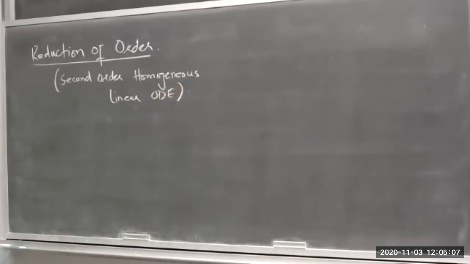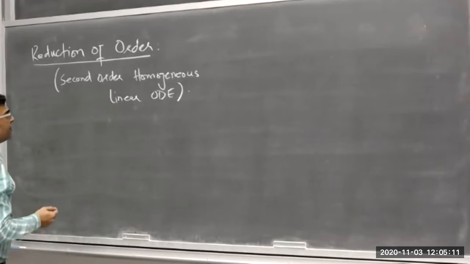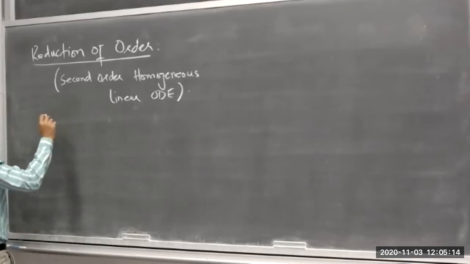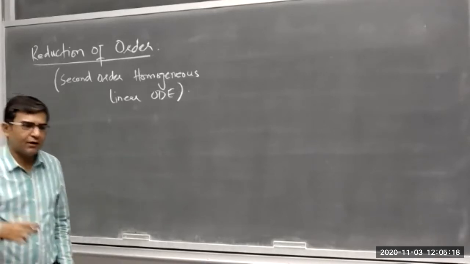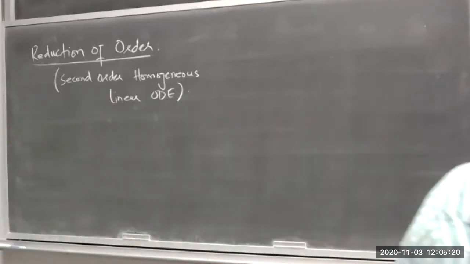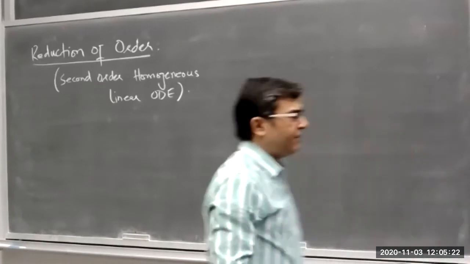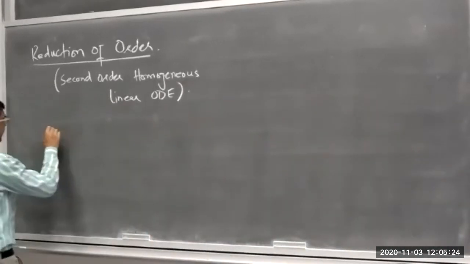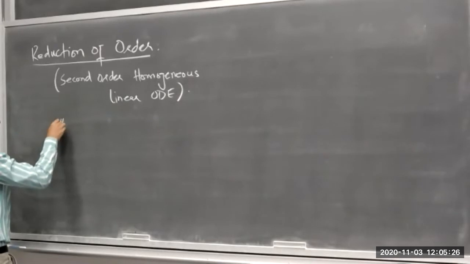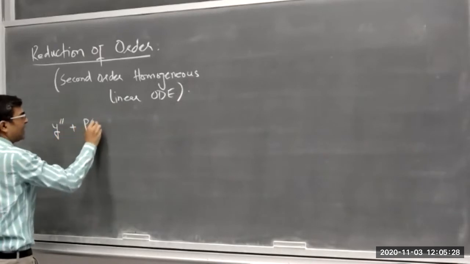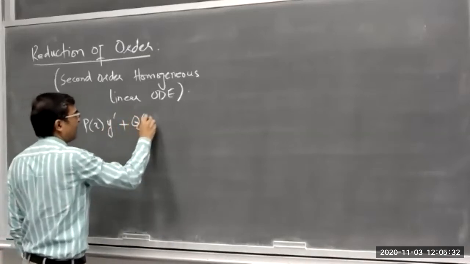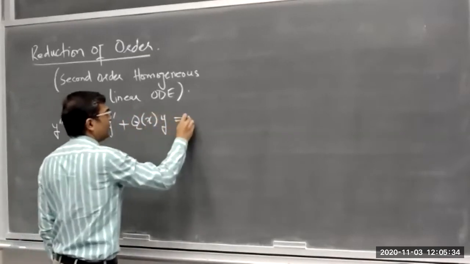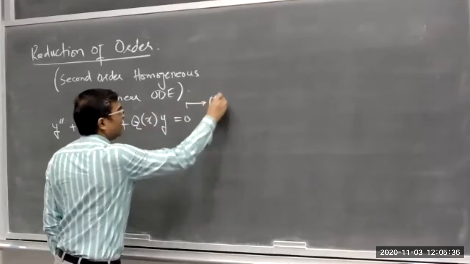So remember this. If we have a second order homogeneous linear ODE in the standard form, I told you what the standard form is in the previous lecture. You can go back and see the previous lecture. What is the standard form of a second order ODE? It is y double dash plus p of x y dash plus q of x y equal to 0. So this is your ODE.